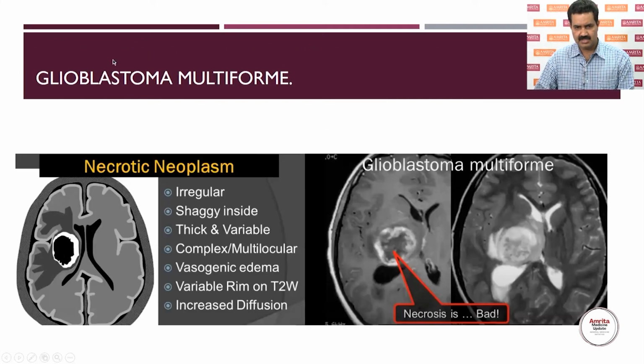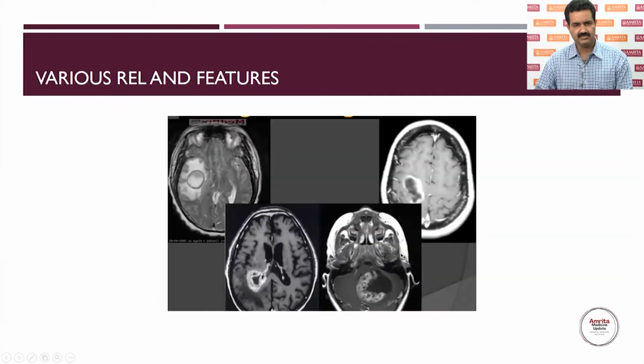So same thing, glioblastoma multiforme: irregular, shaggy inside, thick variable enhancement, complex, sometimes multilocular, a lot of vasogenic edema, variable rim on T2 weighted, and increased diffusion. Restricted diffusion will be there. So this is the necrosis inside.